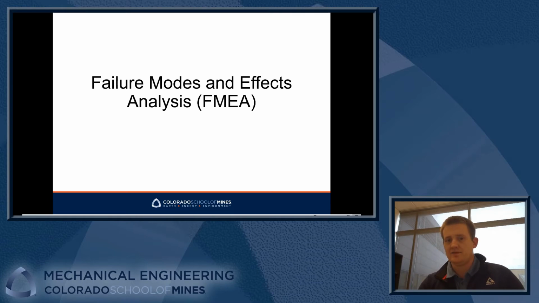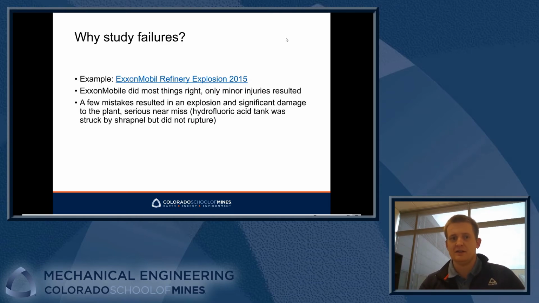So to lead off here, I'd like you to take a look at this video from the United States Chemical Safety Board. The Chemical Safety Board is a government agency that comes in and investigates big industrial disasters that happen in places like oil refineries and other places where chemical engineering and chemical processes happen. This particular problem happened at an ExxonMobil refinery in 2015, where there was a large explosion.